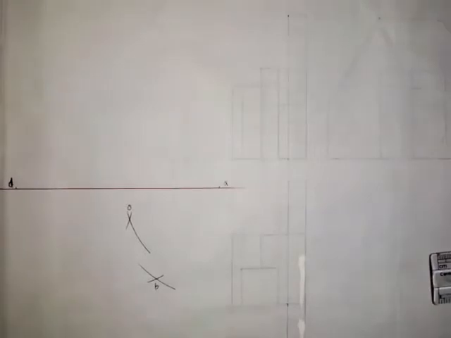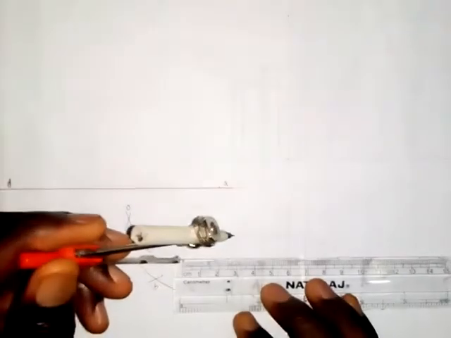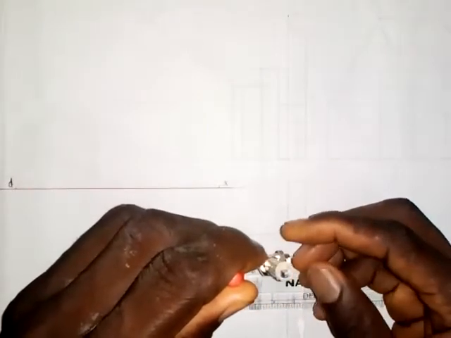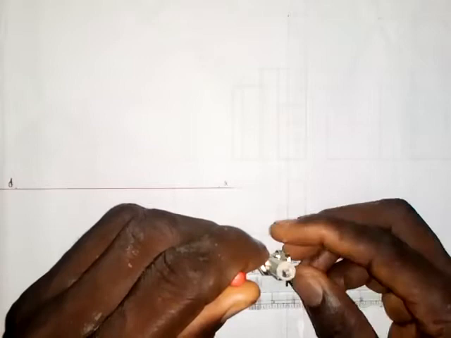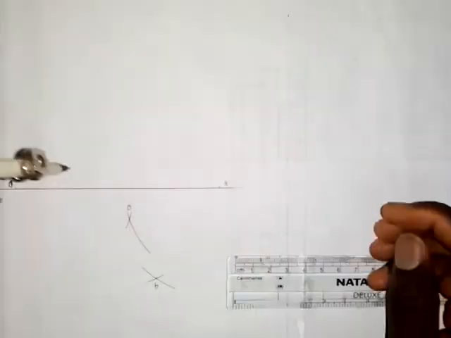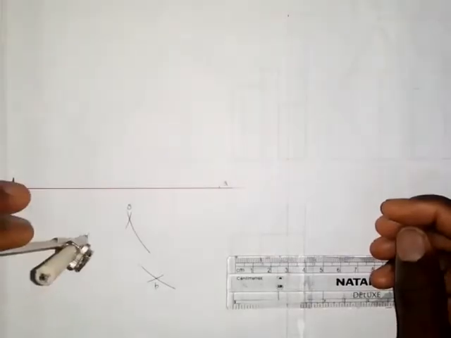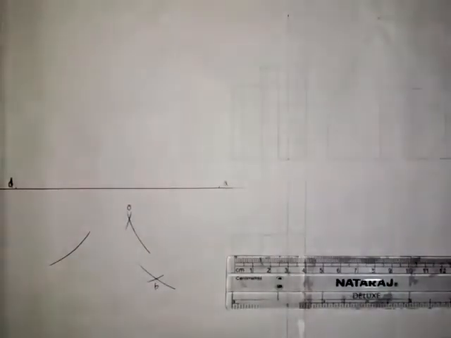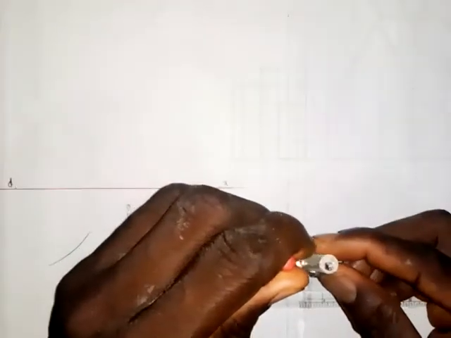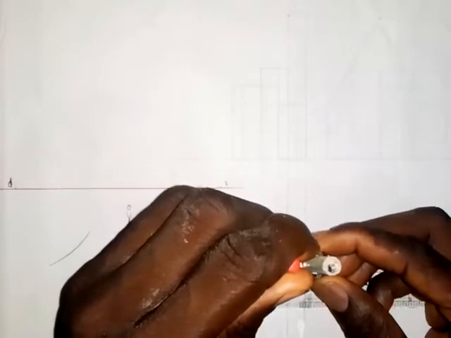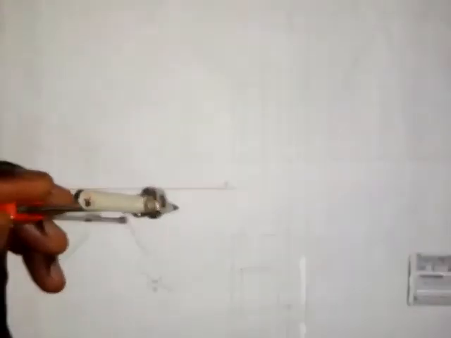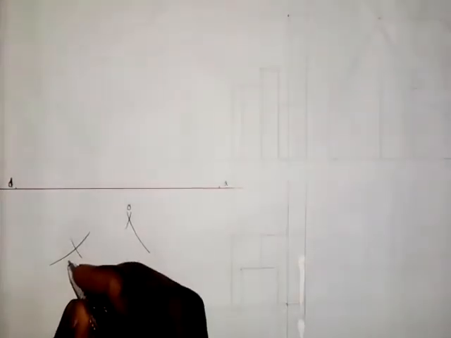So the next is point C. I want to get point C. CD is 44 millimeters. So I'll take 44 millimeters from here, and I put it at point D here. I'll make an arc here like this. Then we also have that OC is 32. So I'll take 32 millimeters here like this, put it at point O here, and make an arc at this point. So this is point C.